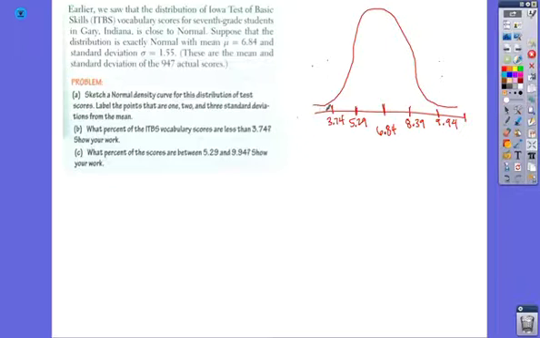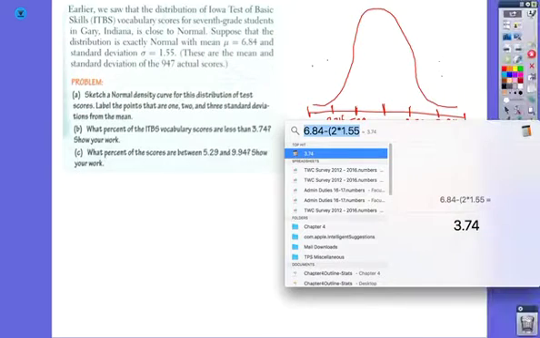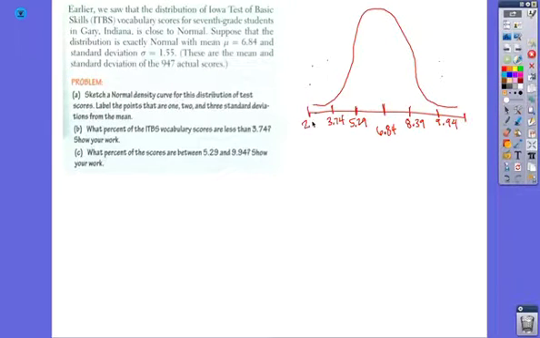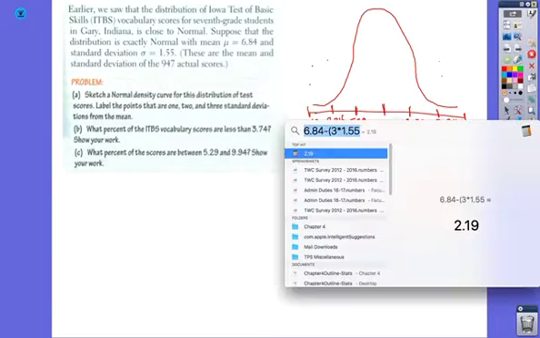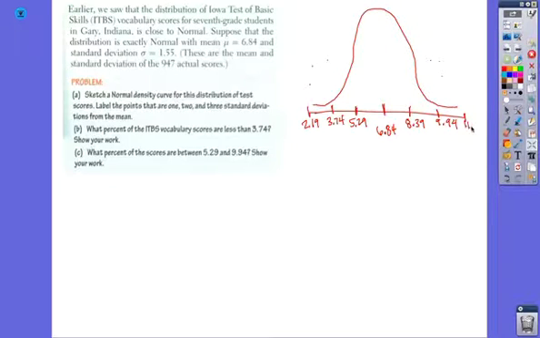And then I would do 3 standard deviations away on the left and the right. And so to get that, I would say 6.84 minus 3 times 1.55, which is 2.19 on the left side. And the right side, I would say 6.84 plus 3 times 1.55 to get 11.49. So this is approximately what mine looks like, although my normal curve is a little sad looking.